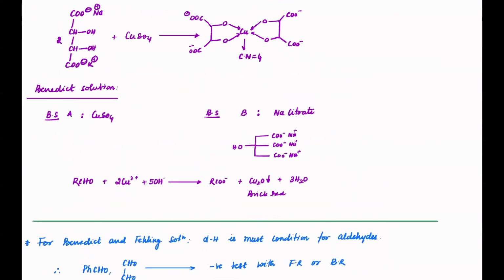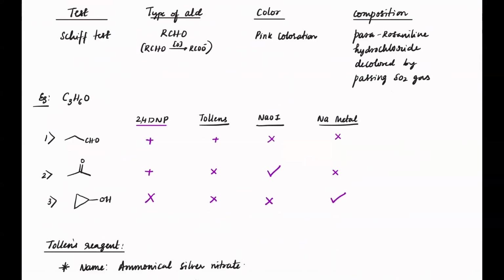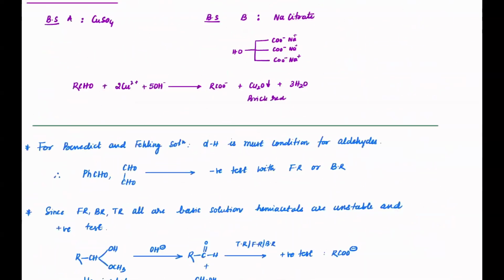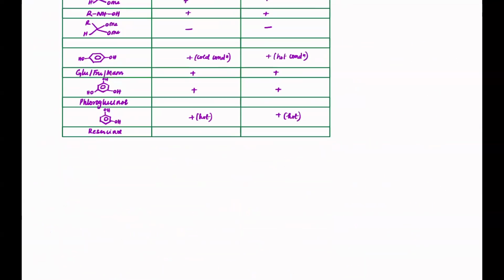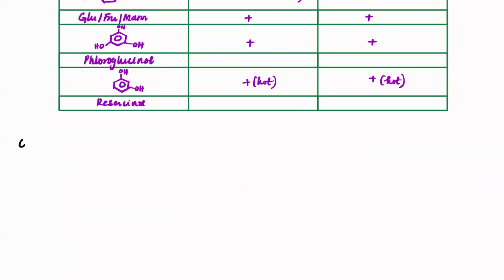So this is about the oxidation using Tollens, Fehling's, and Benedict's solution. Next oxidation reaction is about Baeyer-Villiger oxidation.